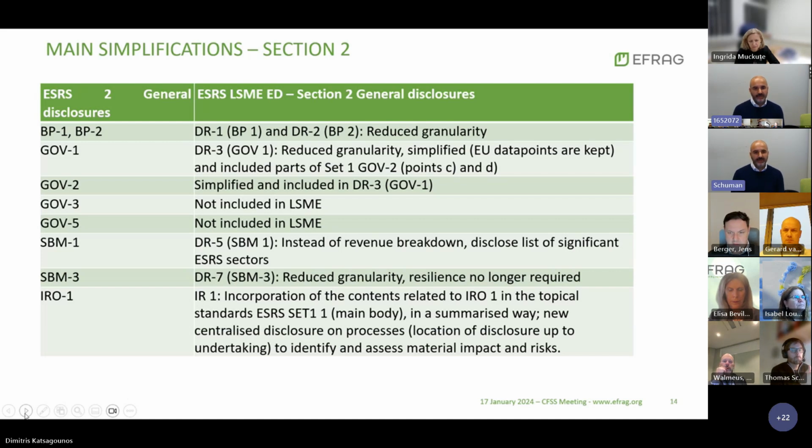For IRO-1, we incorporated all the content related to IRO-1 from the topical standards in a summarized way in this section, decentralized section. Next slide, please.